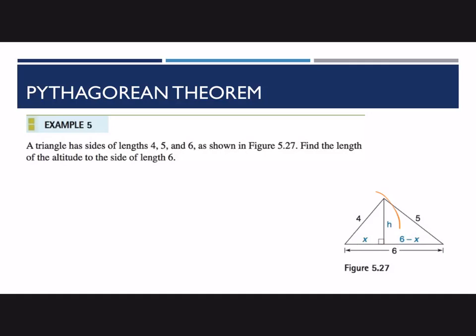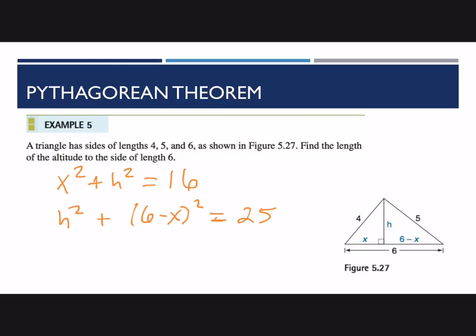All right, so I can use the Pythagorean theorem on this left triangle, and I would write x squared plus h squared is 4 squared, or 16. Okay, so remember it's always the side across from the right angle that is C. And then I do the same thing for the triangle on the right, so we would get h squared plus (6 minus x) squared equals 5 squared, or 25.